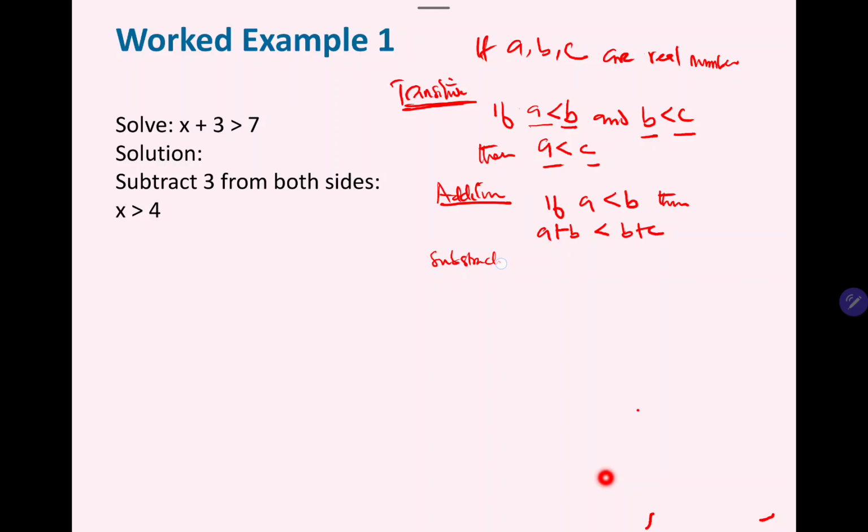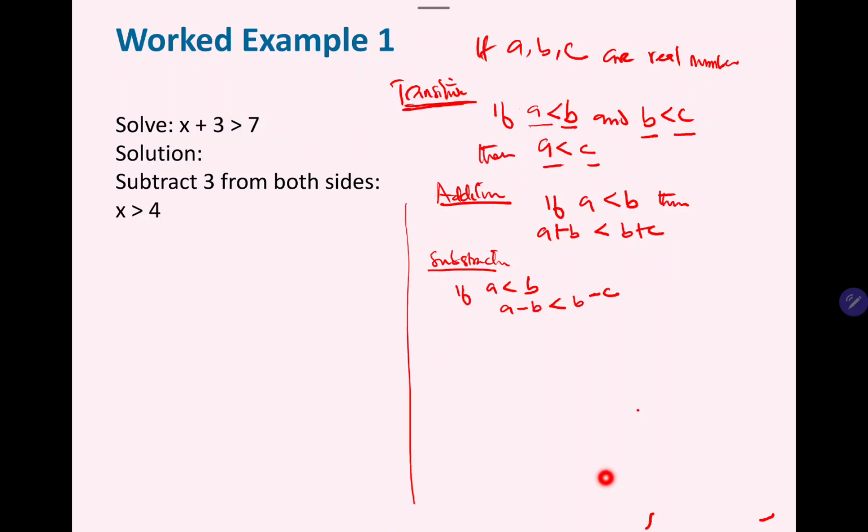Then we have the subtraction property. And just like in addition, this one says if A is less than B, then A minus C is less than B minus C. Okay, that is the subtraction property. Also, we have the transitive, addition, subtraction.